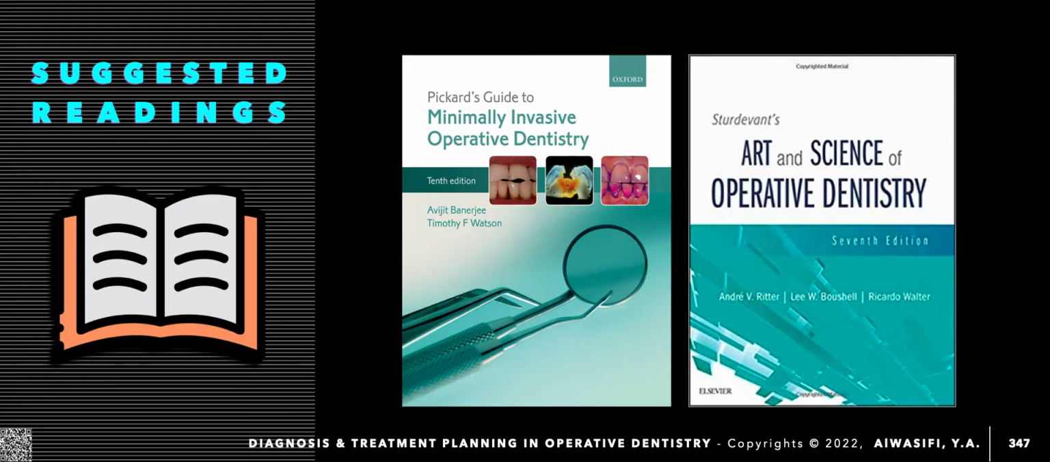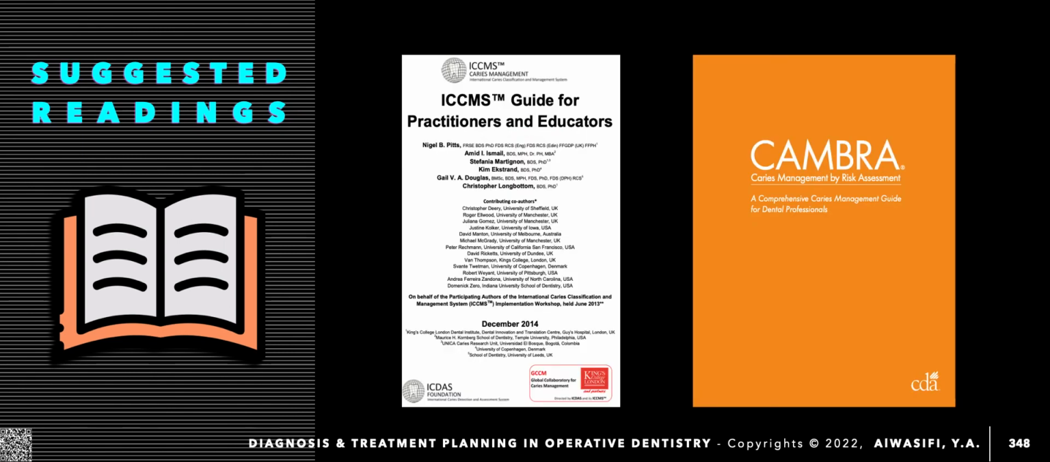Finally, those are my textbooks I used. Those are handouts for International Caries Classification and Management System, that for ICDAS and that for Canberra. They are available for free online. You could download it, and follow up if they have any update.